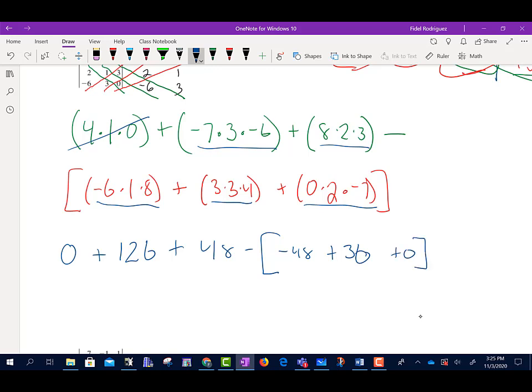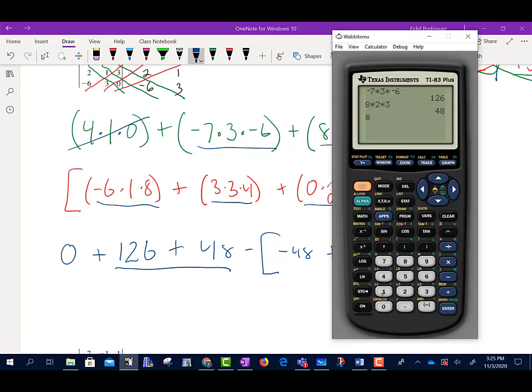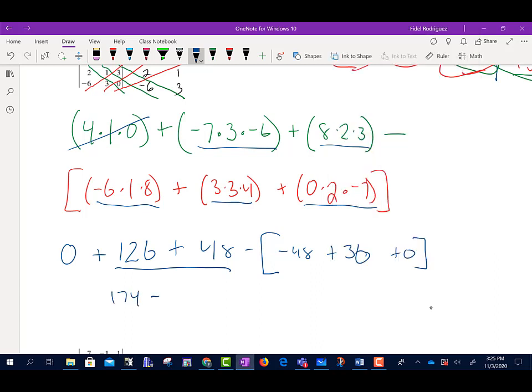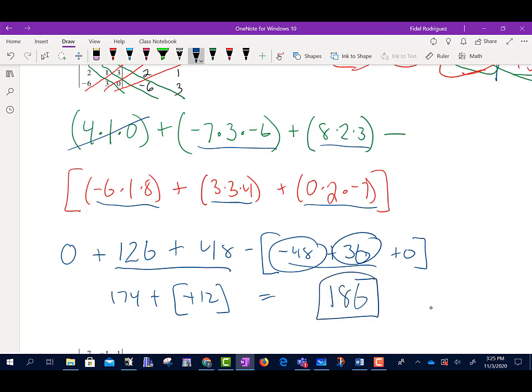Okay. So now let me take my calculator again. I'm going to add those two numbers together. So what's 126 plus 48? That's giving me 174. Okay. Minus, we're going to see what this is going to give me. Let me see. Negative 48 and 36 is a negative 12. So negative and negative become positive. So 174 plus 12 adds up to 186. And there's my determinant, okay?